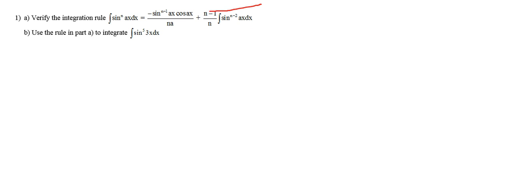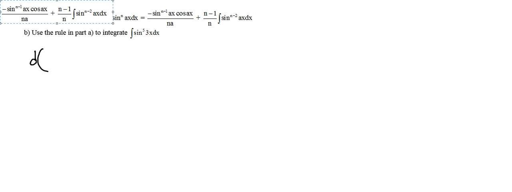We can take this and we can derive it. If the derivative of this equals sine power n ax, this is a verification that the integral of sine power n ax dx is equal to all this. So what we do is we derive this formula, d of this formula, right?